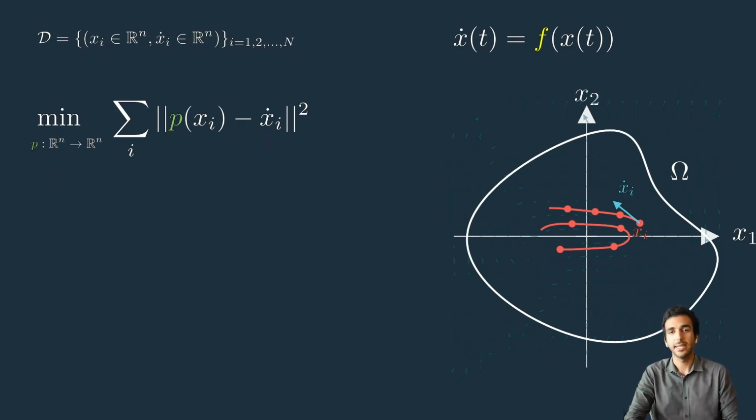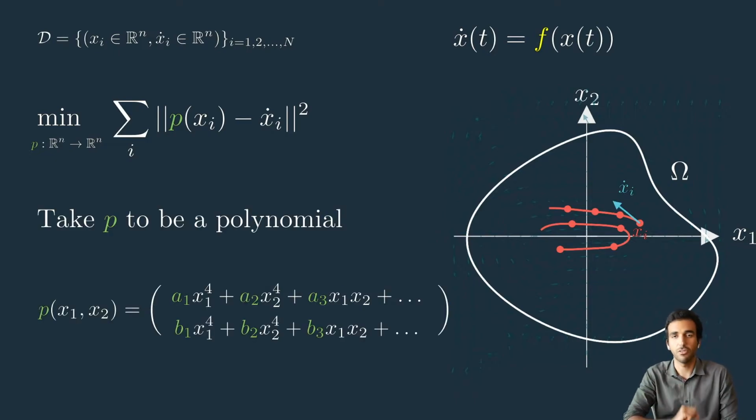So our approach is to fit a vector field to our data by solving a least squares problem. And I'm going to parameterize the candidate vector field as a polynomial, meaning that the entries of my candidate vector field are polynomial functions of the state variables of some degree, let's say 4. And the coefficients of these polynomials are the decision variables of my least squares problem.